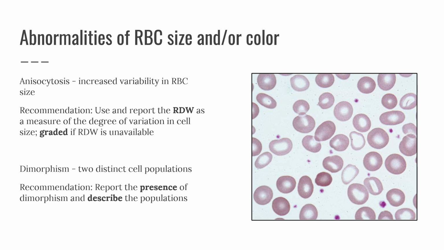Dimorphism refers to the presence of two distinct cell populations. It can be seen on your red cell histogram. And again, the increased RDW would be a clue. This term is most often used with the presence of a microcytic and hypochromic red cell population combined with a normochromic, normocytic, or macrocytic red cell population. However, it can also refer to the presence of a macrocytic red cell population and a normocytic red cell population. So the recommendation is to report the presence of dimorphism and describe each population.